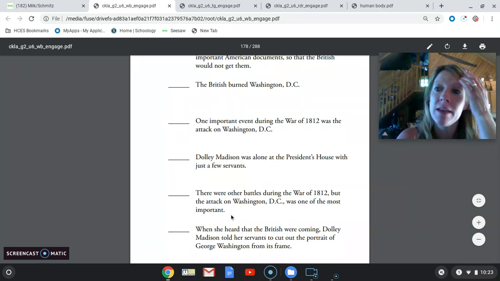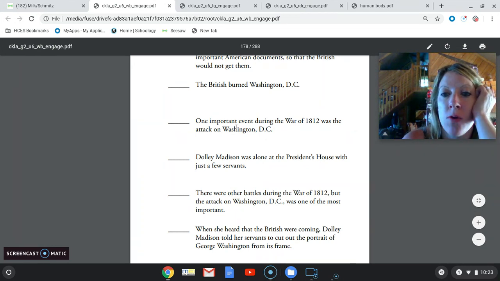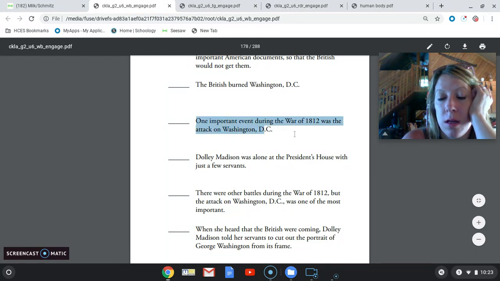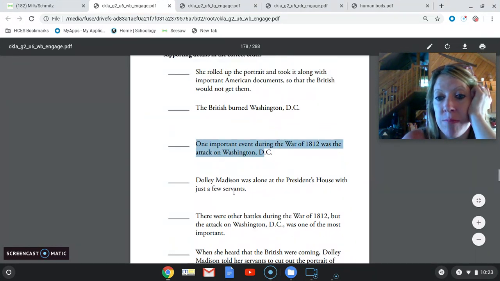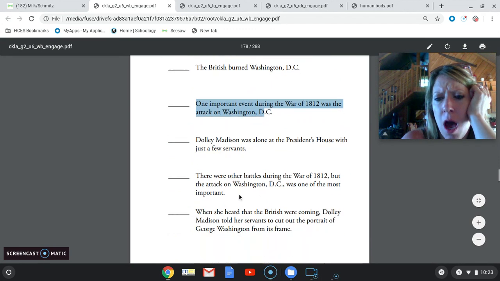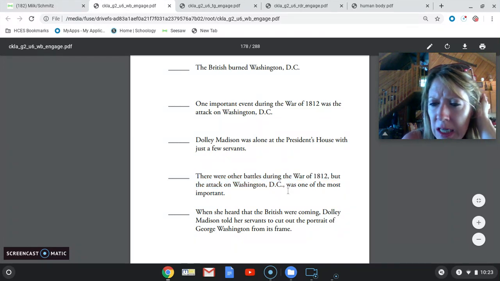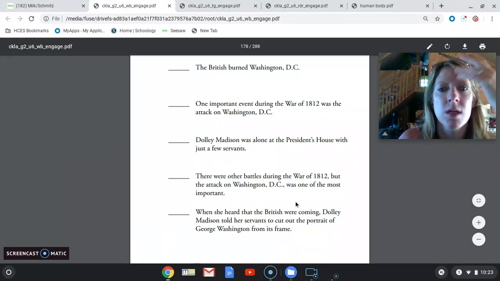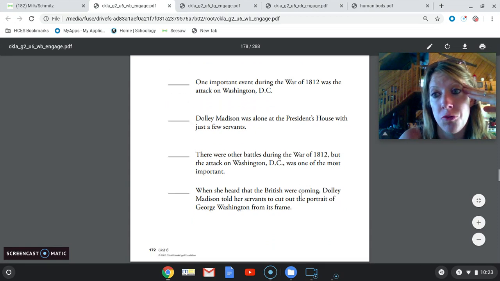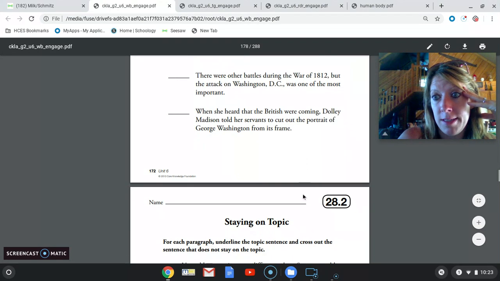So there we go. We made a paragraph again with our topic sentence right here, our sentences in between the details, and then our concluding sentence. It goes back and reminds us about the attack on Washington, D.C., but tells us that there were more important battles too. So that's that.